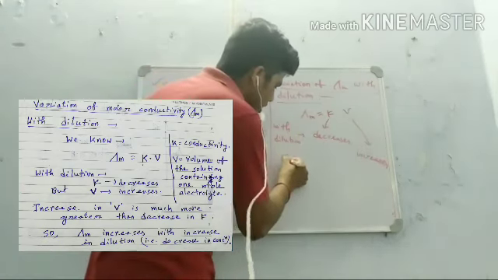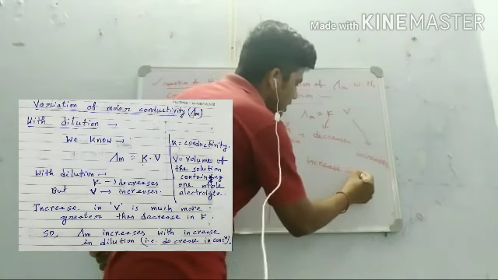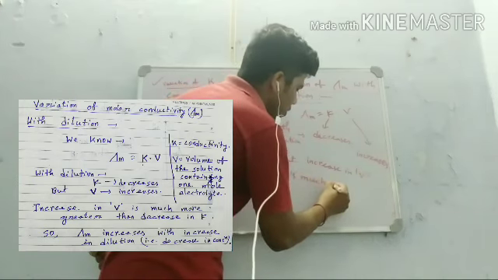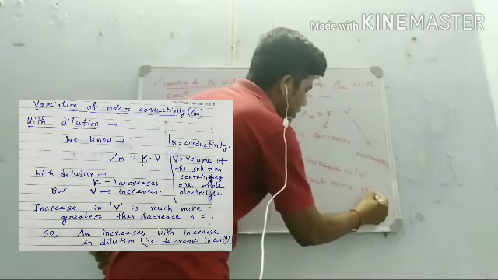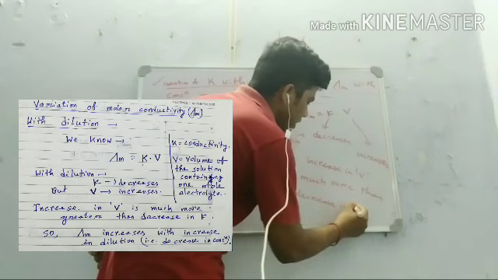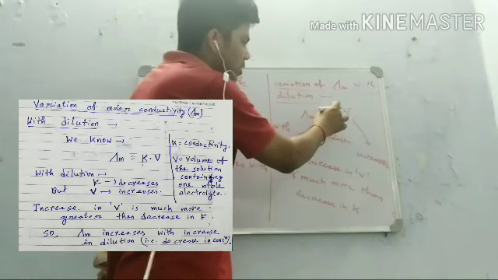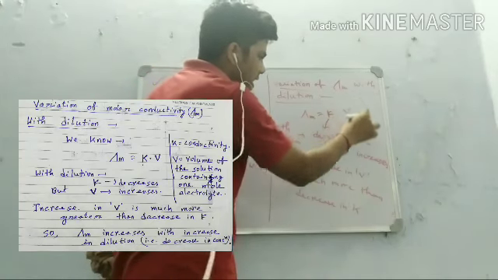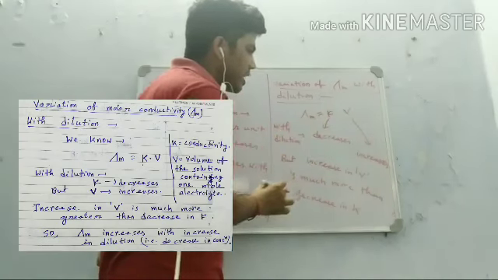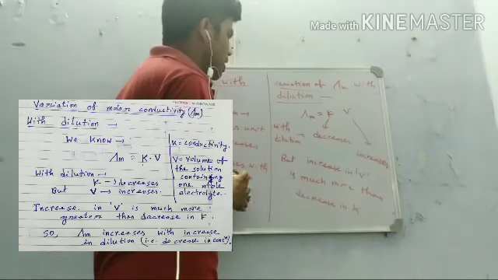But it is observed that the increase in V is much more than the decrease in kappa. So, kappa decreases, V increases, but the increase in V is much greater than the decrease in kappa. So, overall, lambda m increases with increasing dilution.